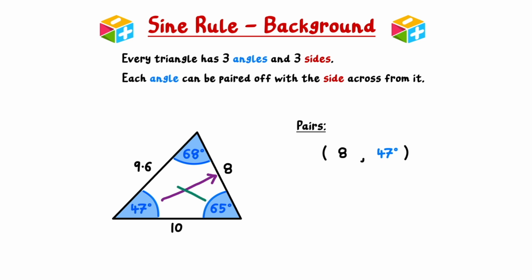Looking across from the 65 degree angle, we reach the side of length 9.6. So the second side angle pair is 9.6, 65. Finally, going across from the 68 degree angle hits the side length of 10. So the third side angle pair is 10, 68.